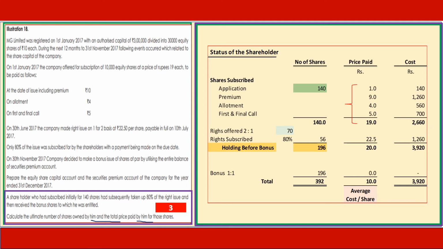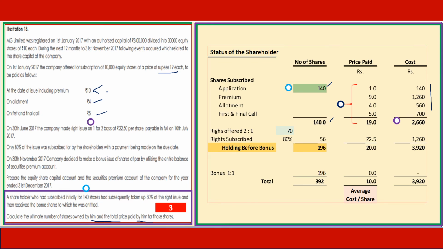Let us get going. It is item number 3. A shareholder who had subscribed for initially 140 shares. In the initial issue, he applied and subscribed for 140 shares, and the initial issue was made at a price of 19 rupees, and that 19 included 1 for application, 9 for premium, 4 for allotment, and 5 for first and final call. That is what is indicated here. On 140 shares, he paid 19 rupees, means totally he paid 2,660 with this breakup.